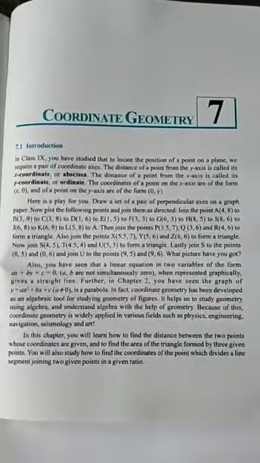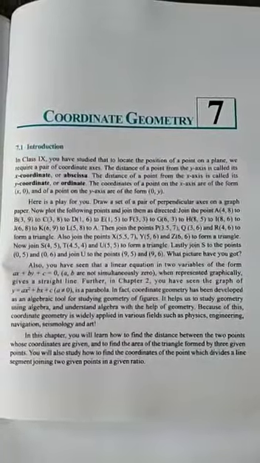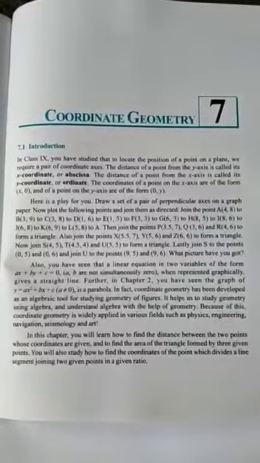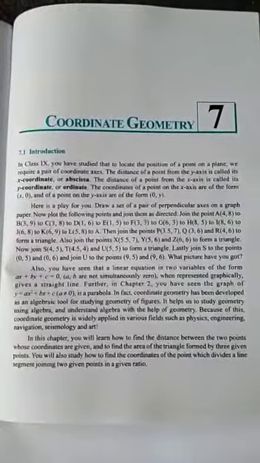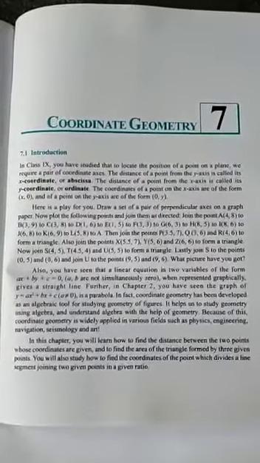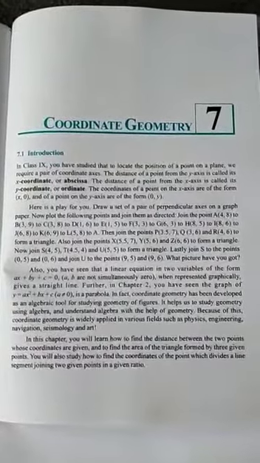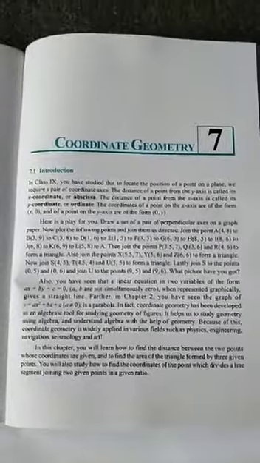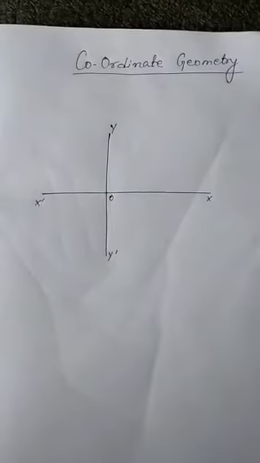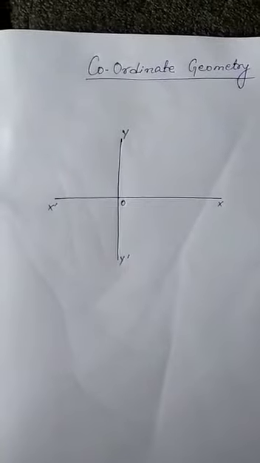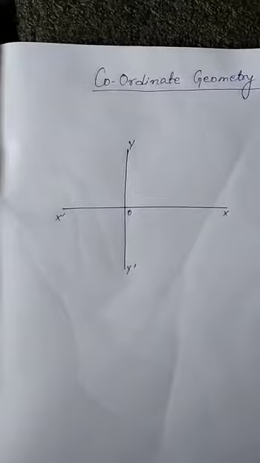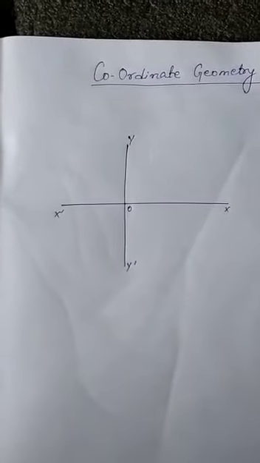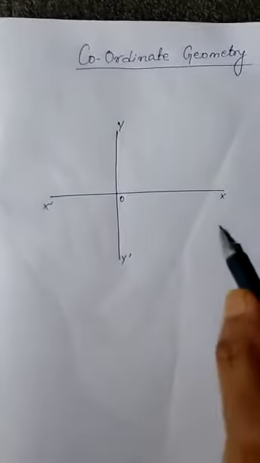Students, today we are going to start a new chapter known as coordinate geometry. Before we start this chapter, you have to know a few things which you have already learned in class 9. We have done graphs, where there used to be axes, two types of axes: one vertical and one horizontal. The vertical axis is known as the y-axis and the horizontal axis is known as the x-axis. You are familiar with these things.